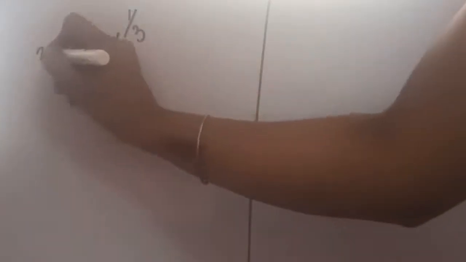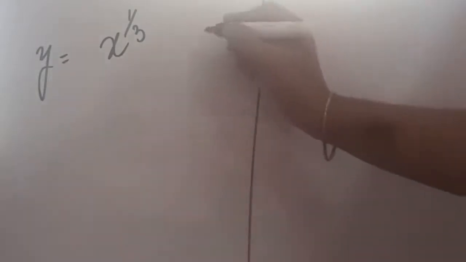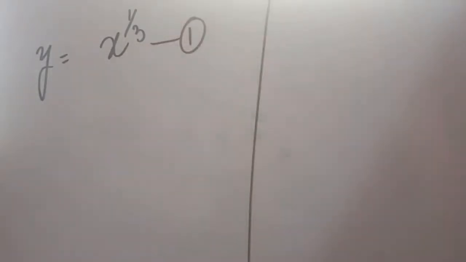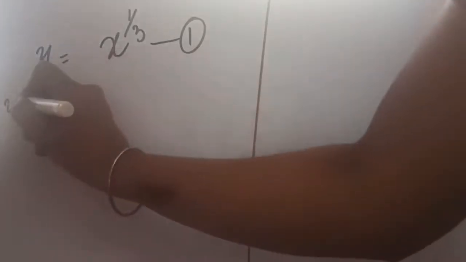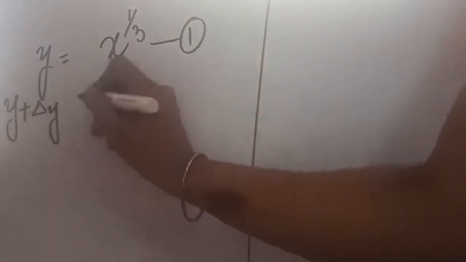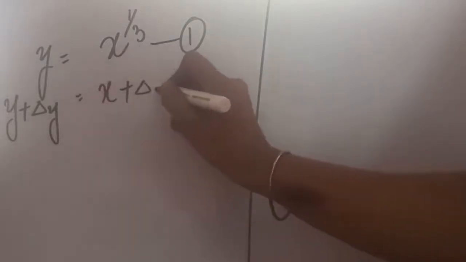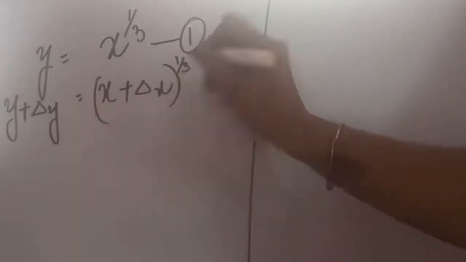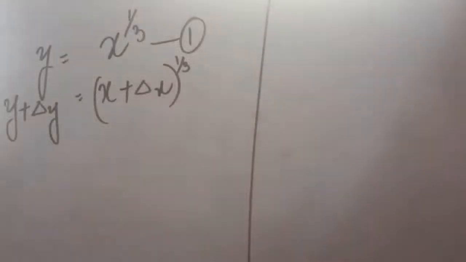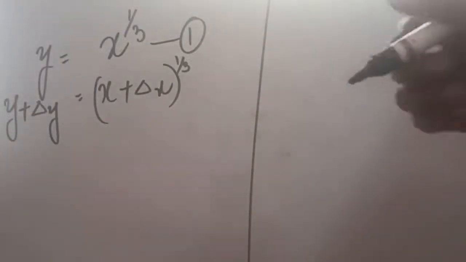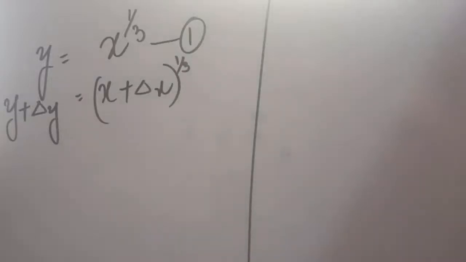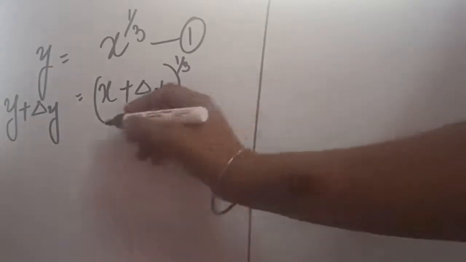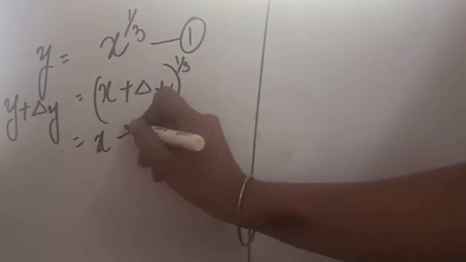Our first step in the first principle was y is equal to x power 1 by 3, just giving it the name of the first equation. The second step was to add the increments. So y plus delta y is equal to (x plus delta x) power 1 by 3. Till the time it was under root, it was quite easy to solve with the help of rationalization. But when the power is in other fractions, there is a little difference. So now we will solve it with the help of another technique.